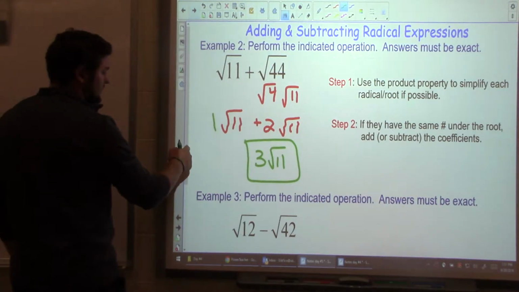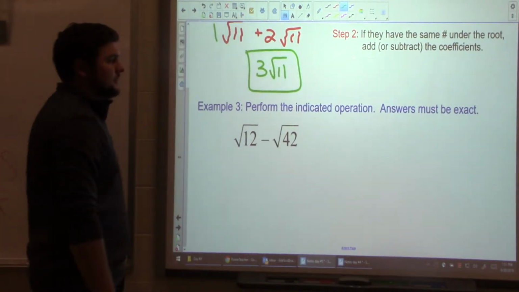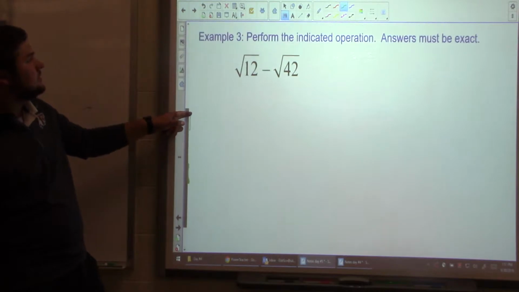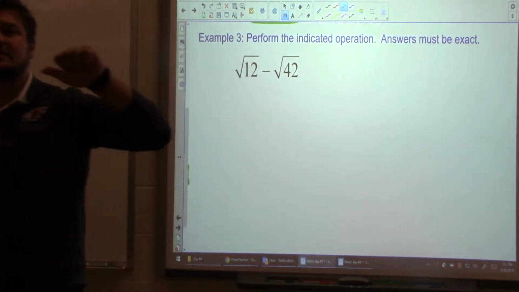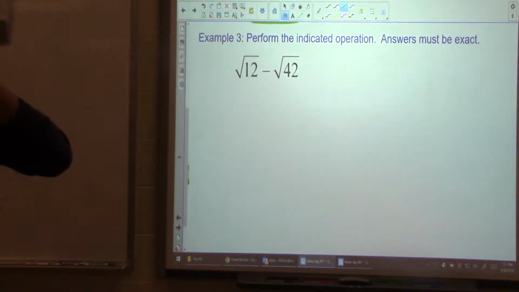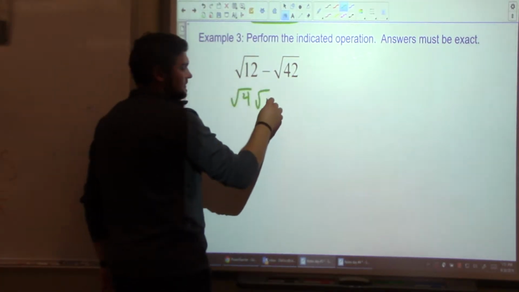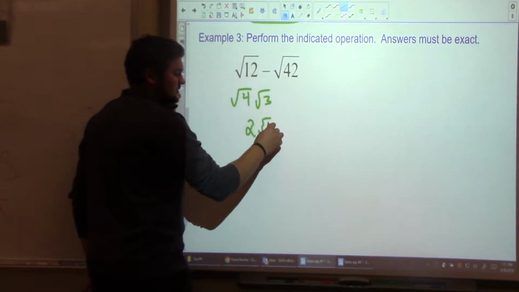Let's try the third one. Perform the indicated operation. Answer must be exact. Square root of 12 minus square root of 42. Can I take a perfect square out of square root of 12? Yeah, the 4. Square root of 4 times square root of 3 becomes 2 square roots of 3.